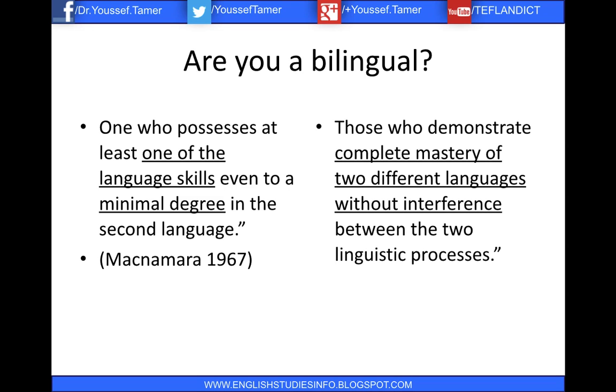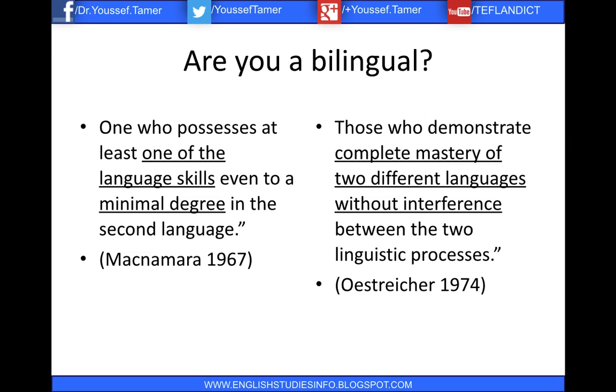Another, by this complicated name, Ostracher, 1974. Those bilingual people, they are those who demonstrate complete mastery of two different languages without interference between the two linguistic processes.